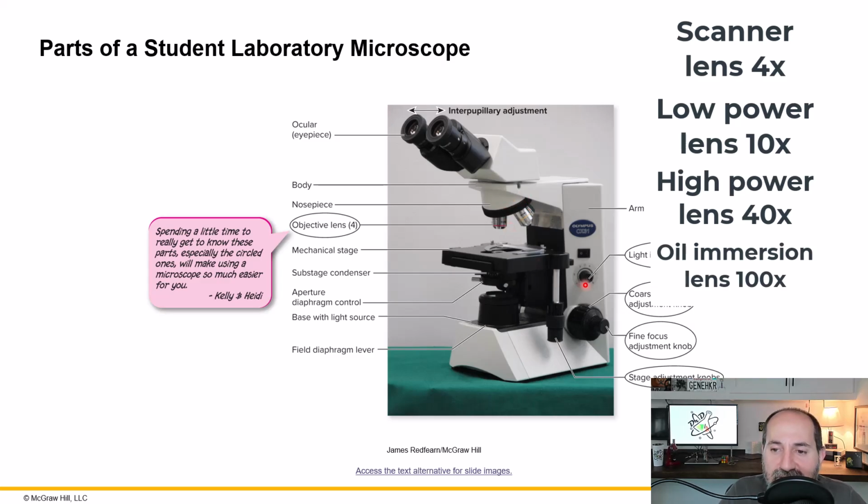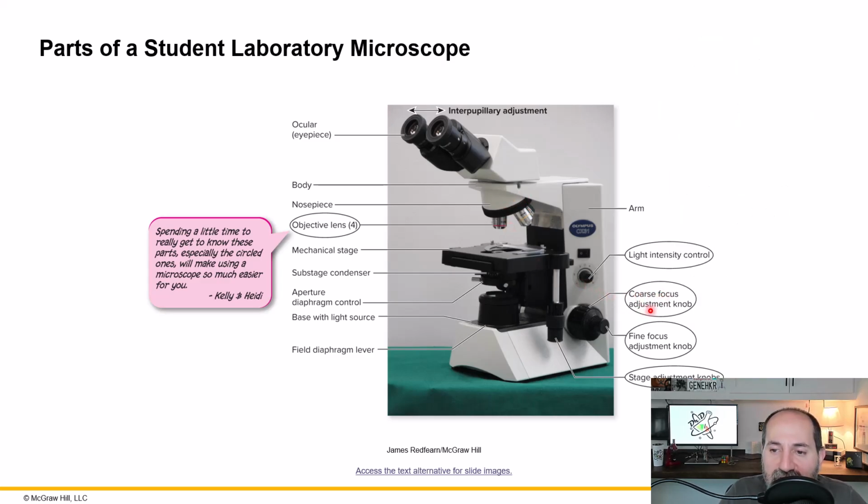You should know that there's the coarse adjustment knob, which is for adjustment with the 4x lens only, and the fine adjustment knob, which is used with the other objective lenses. You should know that the job of the condenser is to focus a cone of light onto your specimen. The aperture diaphragm, also known as the iris, its job is to control the amount of light that goes through the condenser. And remember, that is a way of improving contrast, right? When you dim the iris, when you constrict that diaphragm, you improve the contrast of your specimen.